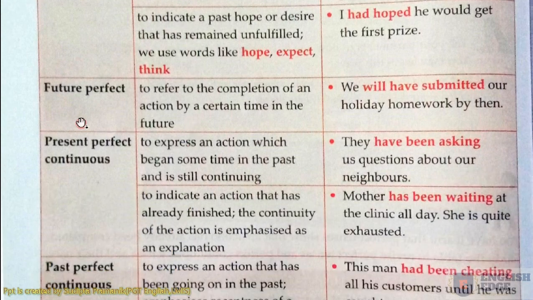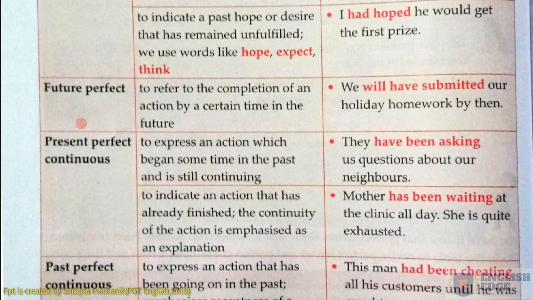Now future perfect, we refer to the completion of an action by a certain time in the future, such as we will have submitted our holiday homework by then. So here it was the instance of future perfect tense.